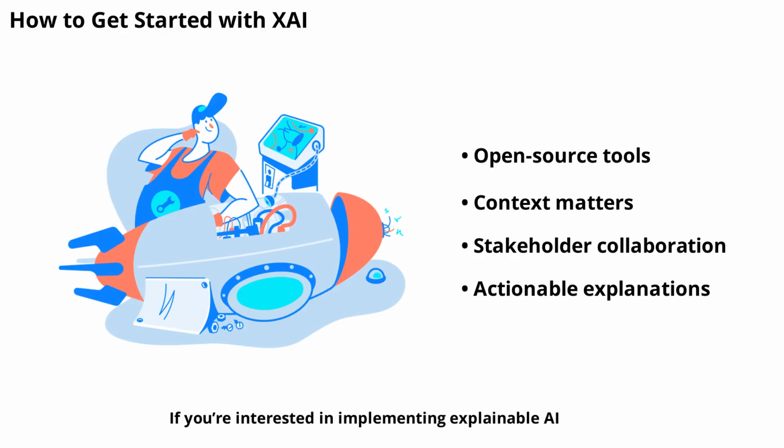If you're interested in implementing explainable AI, start by exploring available frameworks and tools. Many open-source libraries offer explainability features, such as LIME, SHAP, and others. It's important to consider your specific needs and the context in which AI will be used. Collaborate with stakeholders to ensure that explanations are meaningful and actionable.